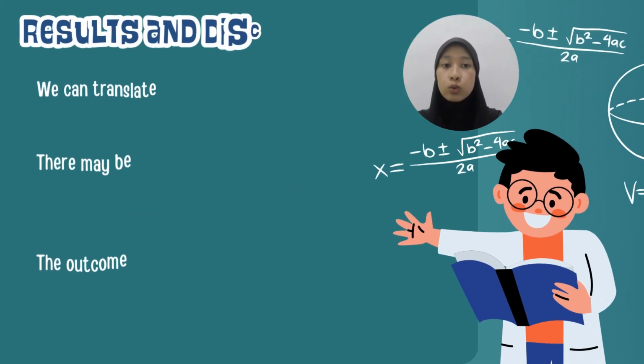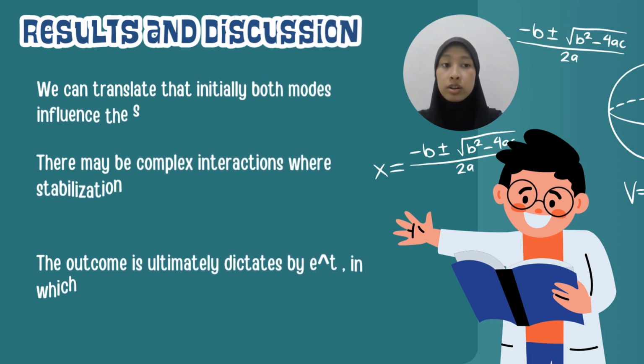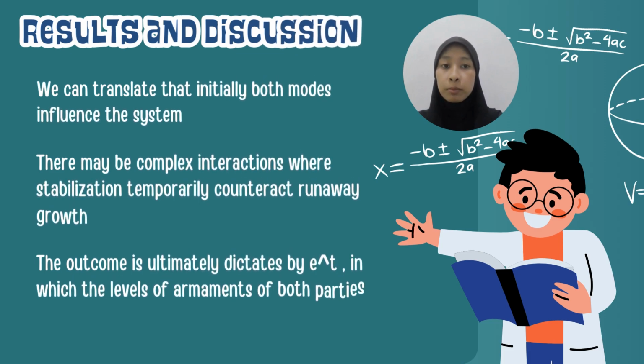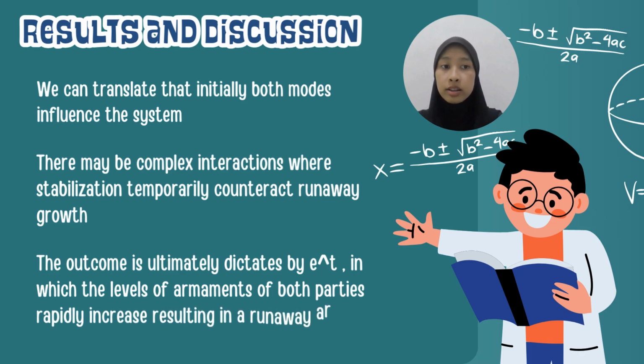After much discussion, we can say that initially both modes influence the system, and there may be complex interaction where stabilization attempts temporarily counteract runaway growth. However, as t approaches infinity, the term e to the power of negative 5t diminishes to zero, which means that any stabilizing effect vanishes in the long term. We can conclude that the outcome is ultimately dictated by the term e to the power of t, in which the levels of armaments of both parties rapidly increase, resulting in a runaway arms race.